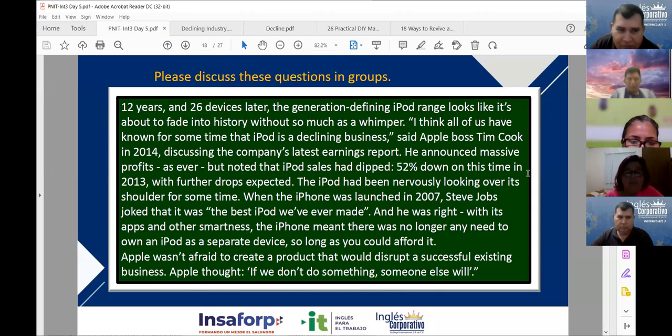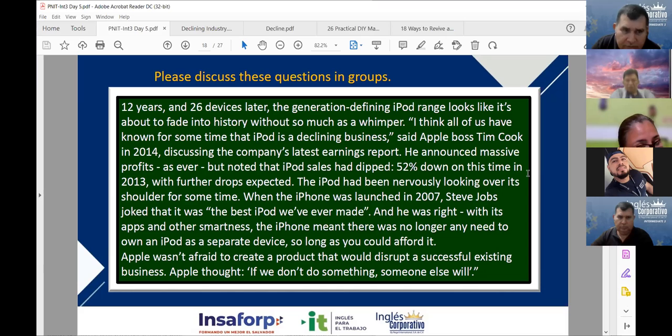Okay. I read the first part. 12 years and 25 devices later, the generation-defining iPod range looks like it's about to fade into history without so much as a whimper. I think all of us have known for some time that iPod is a declining business, said Apple boss Tim Cook in 2014, discussing the company's latest earnings report. He announced massive profit.